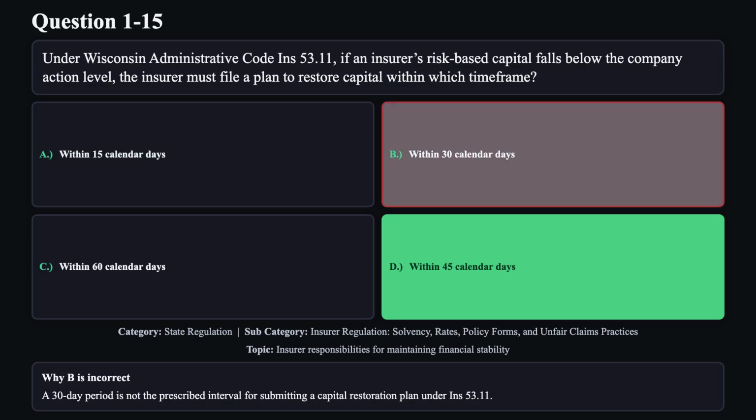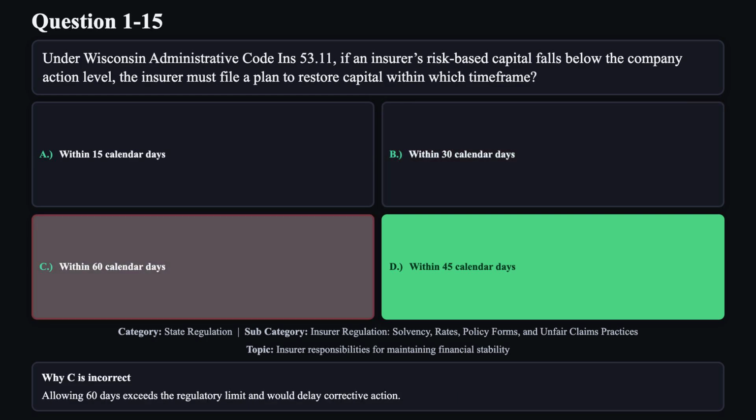A 30-day period is not the prescribed interval for submitting a capital restoration plan under INS 53.11. Reason C is not correct. Allowing 60 days exceeds the regulatory limit and would delay corrective action.